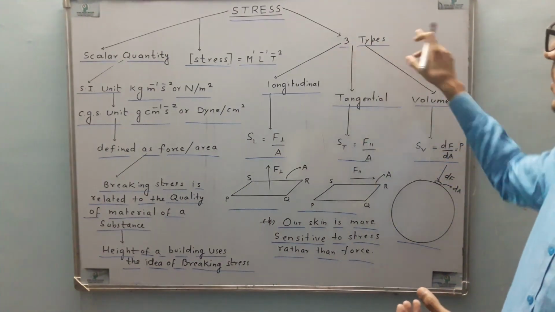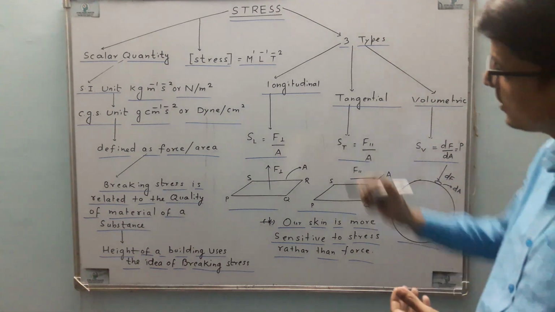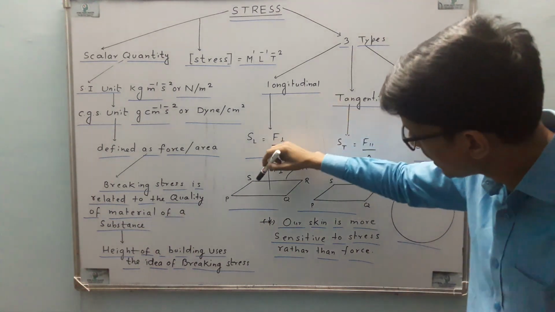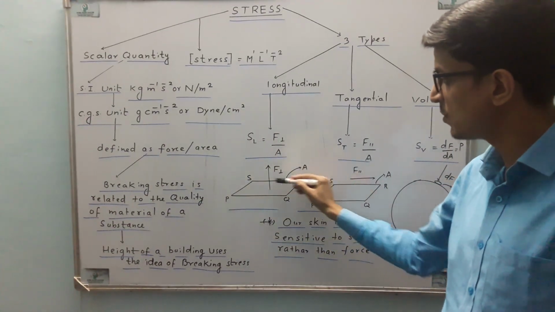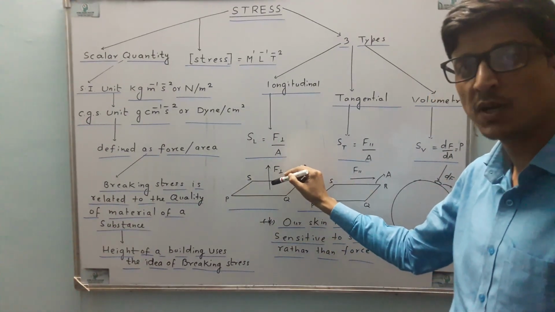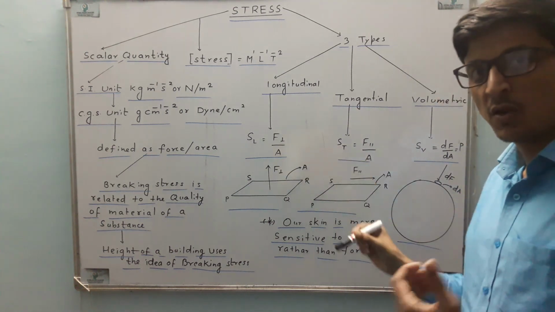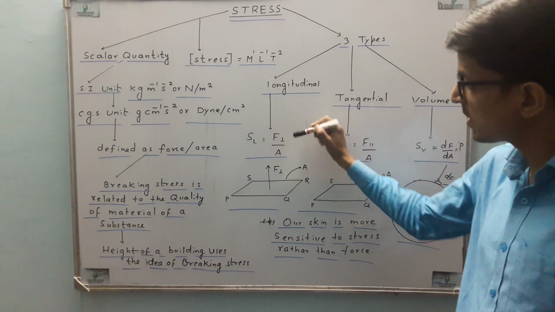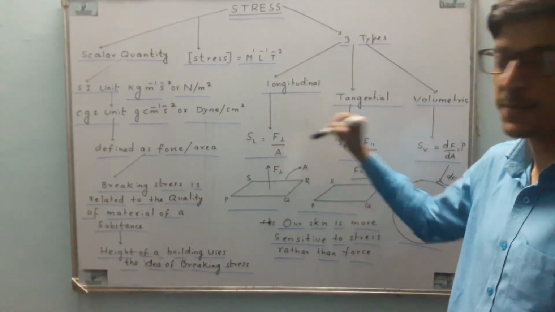So it is basically of three types. The first is longitudinal stress. Longitudinal means the force perpendicular to the surface area. You can see that suppose there is a surface PQRS. So this is the perpendicular component of force, and the total area is A. So the longitudinal stress is the ratio of the magnitude of perpendicular force divided by area.